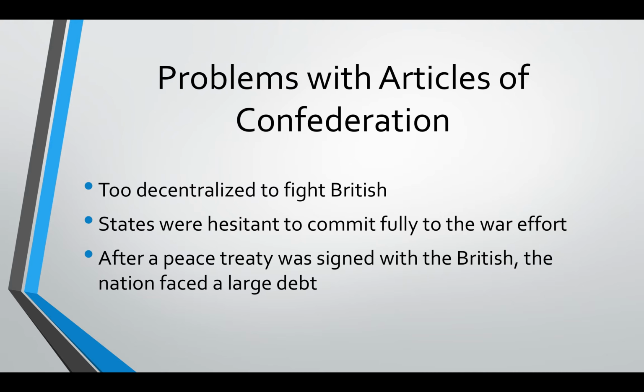There were several problems with the Articles of Confederation. First, the Confederation was too decentralized to fight the British. Second, states were hesitant to commit fully to the war effort for fear that other states were going to free ride. Third, after a peace treaty was signed with the British, the nation faced a large debt of about $35 million. The army needed to be paid, but again, states were hesitant to contribute for fear that other states would not meet their obligations.